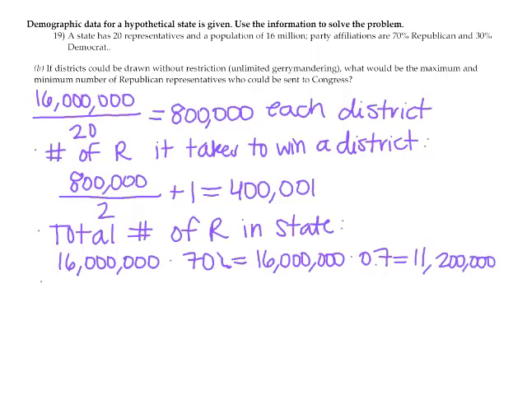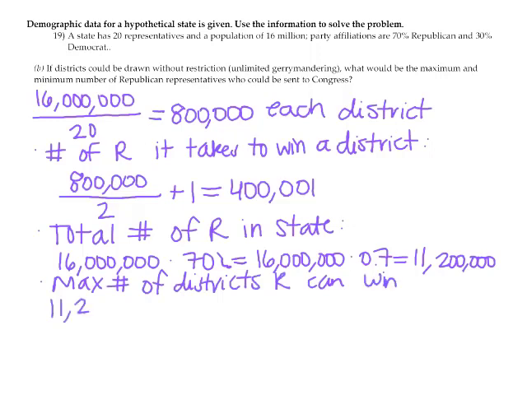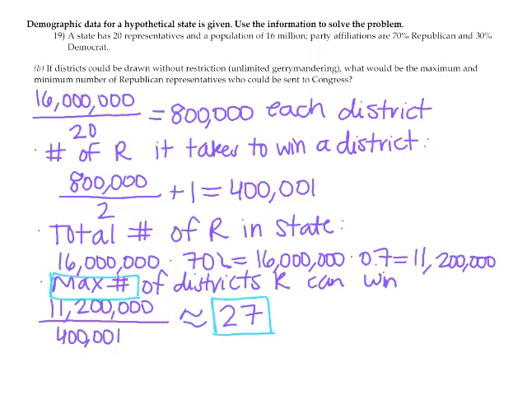So now to solve for the maximum number of districts Republicans could win, we take that 11,200,000 and divide it by the number of Republicans it would take to win a district. So the majority would be 400,001. And we get an approximation for the quotient of 27. We want to round down to the nearest whole number, and you give your answer as the maximum number of districts, whichever is smaller. So that's the maximum number of districts that Republicans could win. So we've answered one part, what would be the maximum.